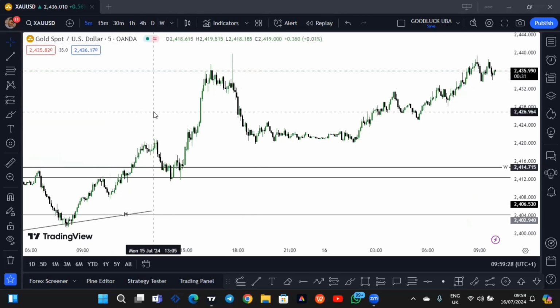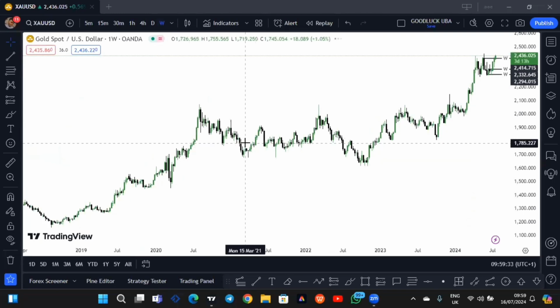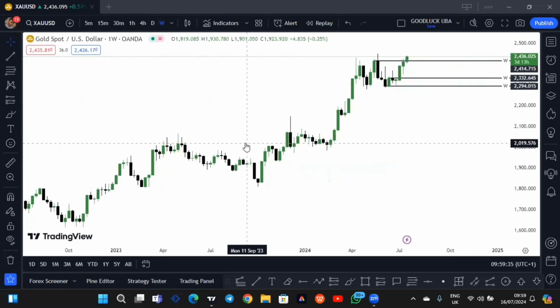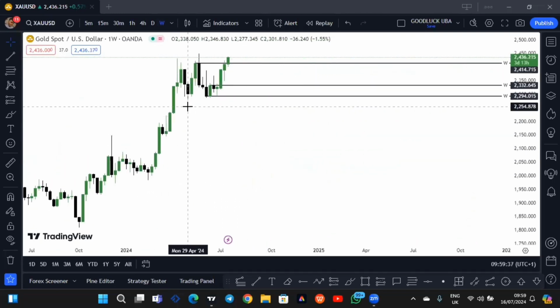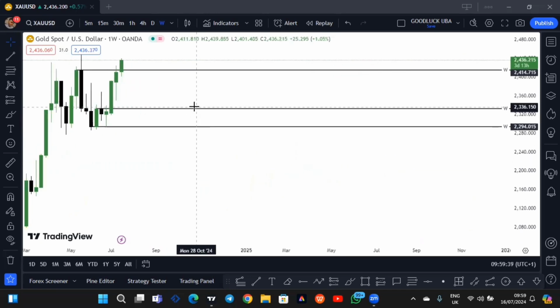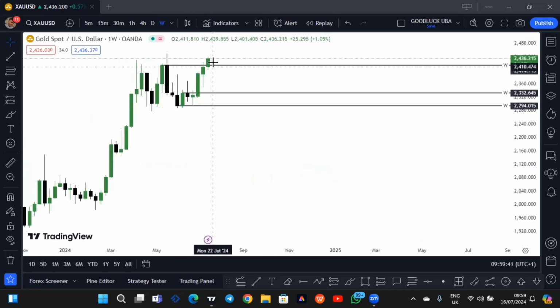So when I come to my chart, the first thing I do is to head over to the weekly time frame. Oh my goodness, man. Is this a breakout? Or what do I call this? What is gold really doing, bro?